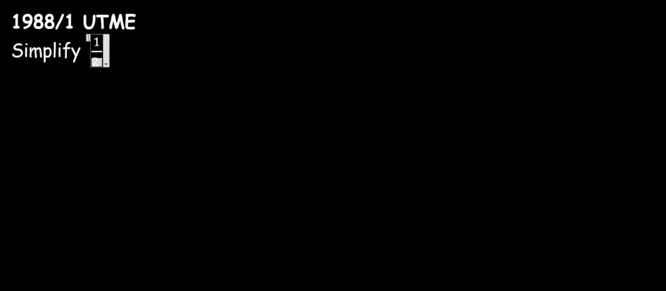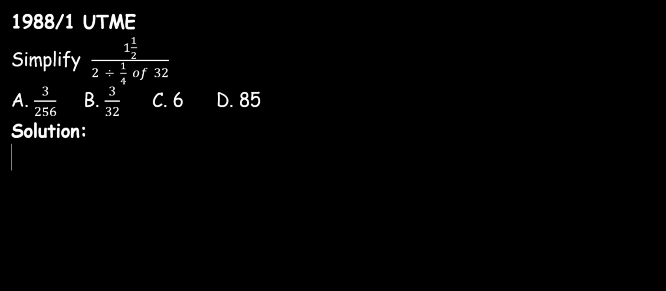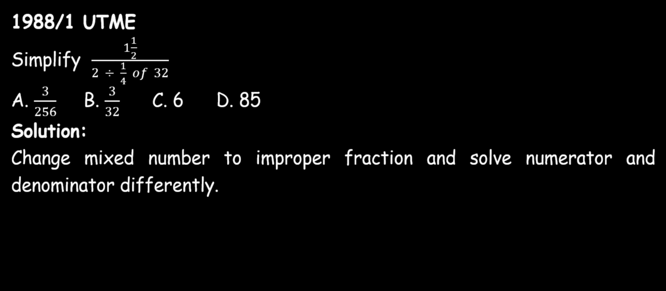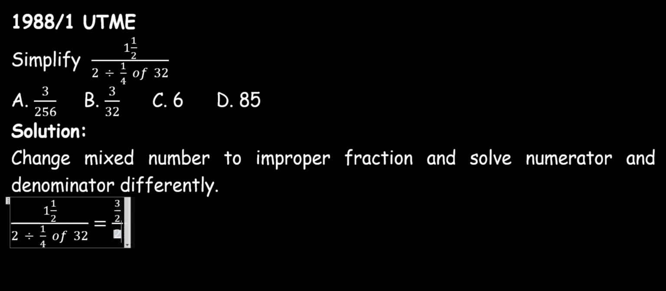Simplify. At the denominator, you have 2 divided by 1 over 4 of 32. Then at the numerator, you have 1 whole number 1 over 2. Solution. First, we change the mixed number to an improper fraction and solve the numerator and denominator differently. Our given problem becomes 3 over 2 at the numerator, over 2 divided by 1 over 4 of 32.